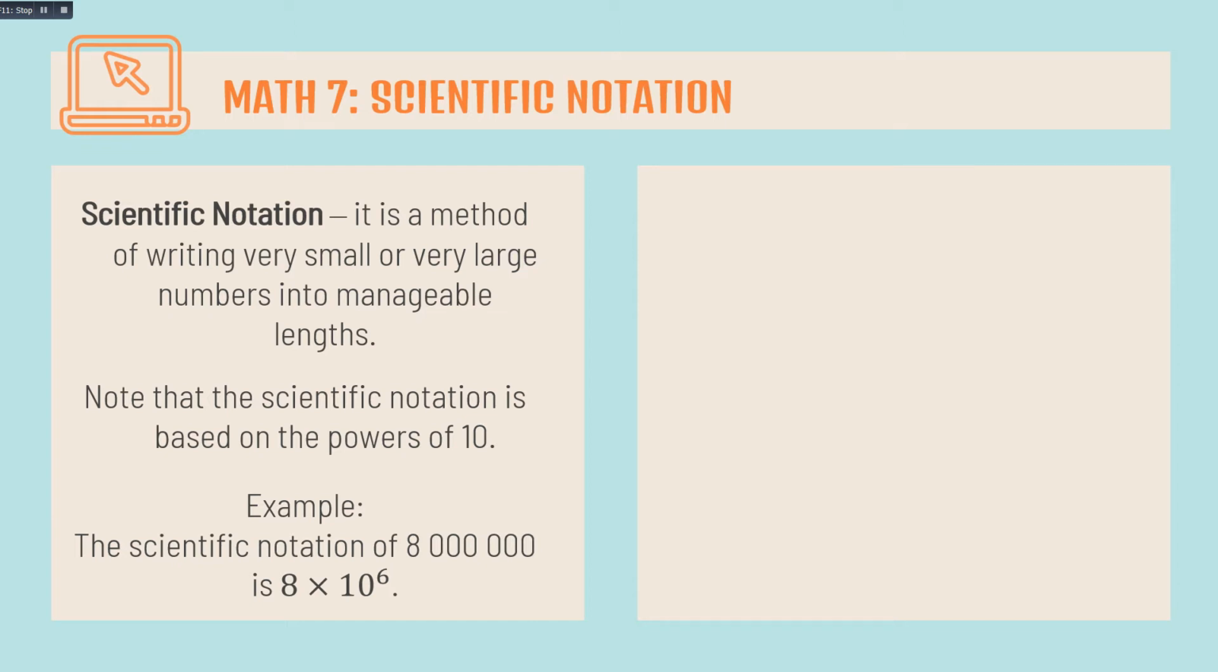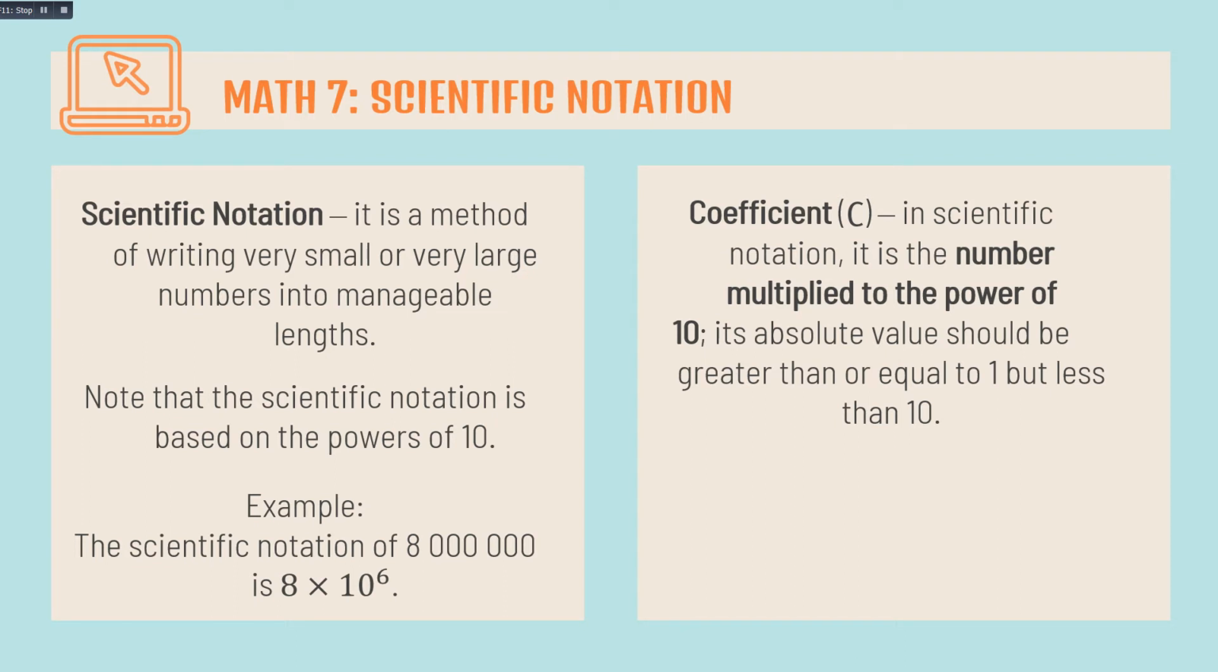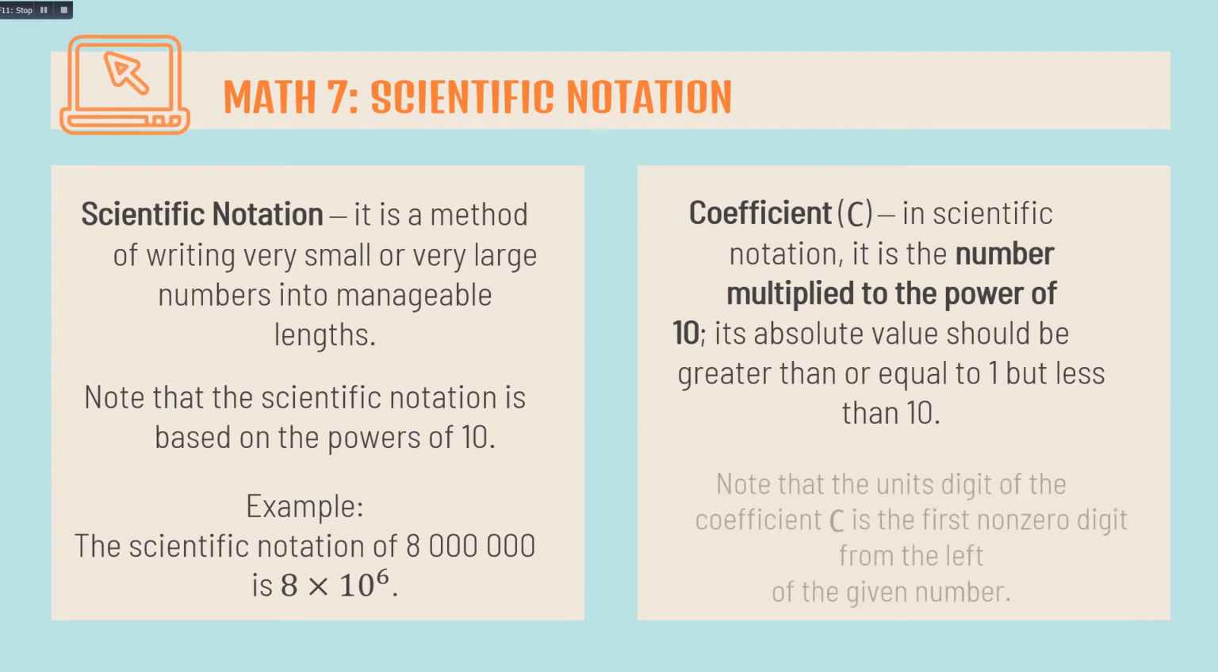What is a coefficient? In scientific notation, it is the number multiplied to the power of 10. Its absolute value should be greater than or equal to 1 but less than 10. Note that the units digit of the coefficient is the first non-zero digit from the left of the given number. So in this case, we have 8 times 10 to the power of 6. The coefficient is 8 because it is the digit multiplied to the power of 10.